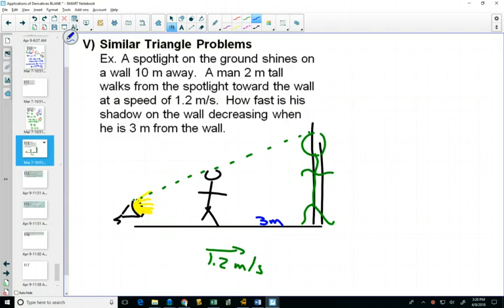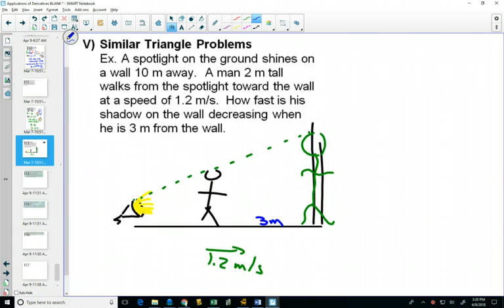The key to this is recognizing that we have similar triangles. The triangle made with the shadow and the light, the bigger triangle, is similar to the smaller triangle made with the light and the guy.